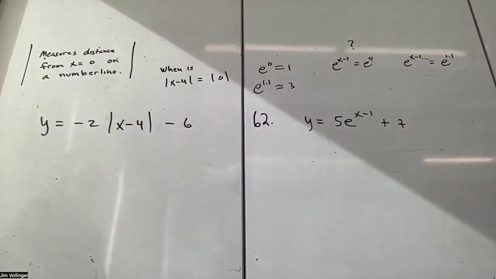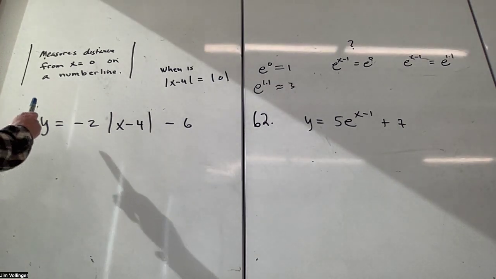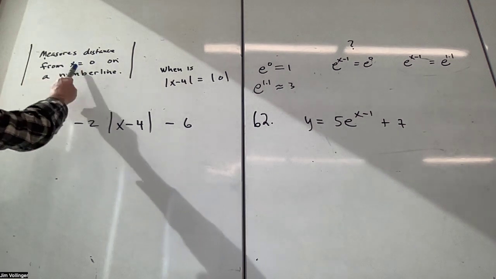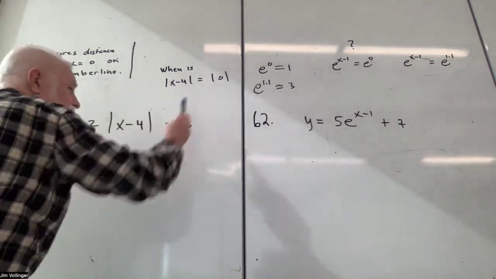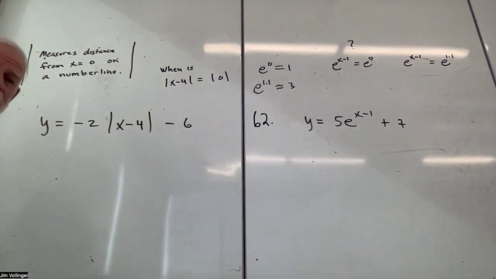So the first question, problem 60, is graph -2 absolute value of x - 4, minus 6. What do you need to know about absolute value? It measures distance from x equals 0 on a number line. The x-axis, how far are you from 0? You can think of it that way. And so 0 is a minimum, right? Because distance is always positive.